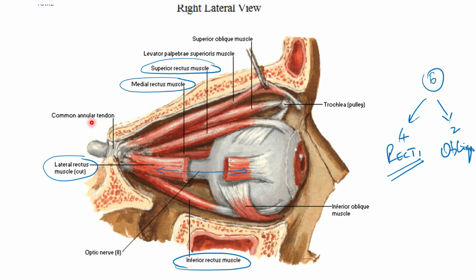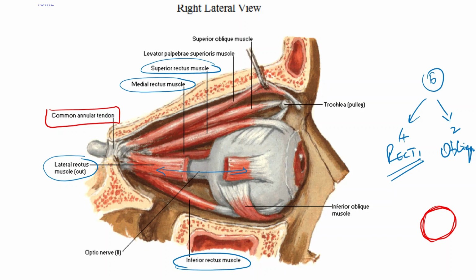This ring gives attachment or origin to all the 4 recti muscles. So the origin of the recti muscles is from the common point, the common tendinous ring or common annular ring, which is attached to the lesser wing of the sphenoid towards the apex of the orbit.